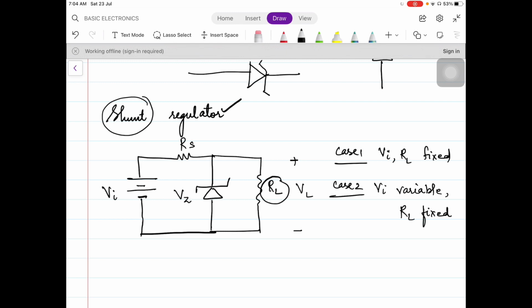Because what does a regulator mean? That despite the fluctuations in the supply voltage, that is Vi, or the load resistor, the voltage is constant. That is what a regulator means. So we will give the fluctuation in Vi once and we will give the fluctuations in RL once. So Vi fixed, RL variable.